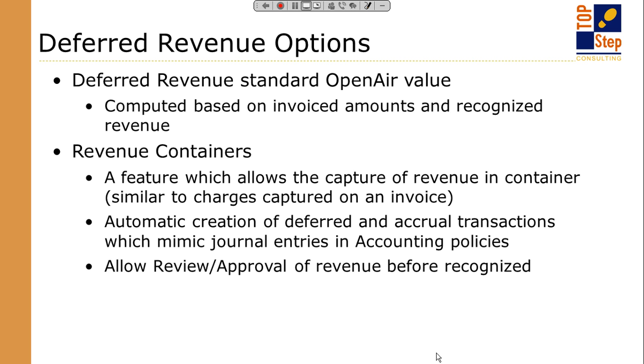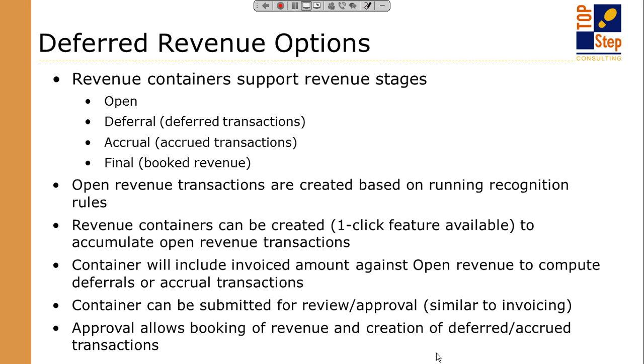There are actually different revenue stages associated with this. This is a whole feature activation, and it deals with open containers. Once the container is finalized or booked, it creates deferral and accrual transactions so that you know how much of the revenue on a project is deferred revenue versus accrued revenue in the system. The revenue containers themselves can be generated directly after the invoicing activity happens. You generate the invoice, there's a one-click feature, and it'll create a container which will have the balance sheet information of how much of that invoice amount, for example, could be accrued versus deferred in the system.